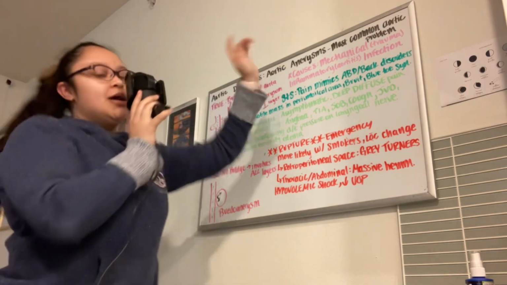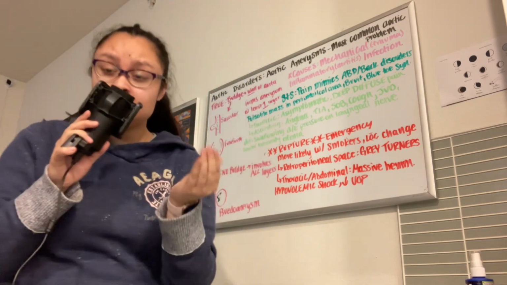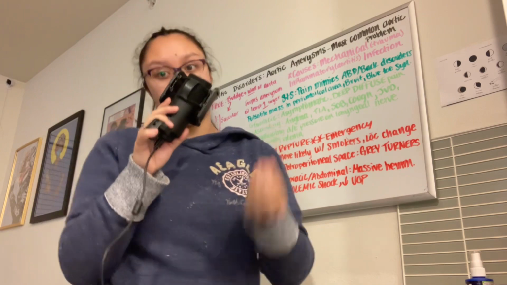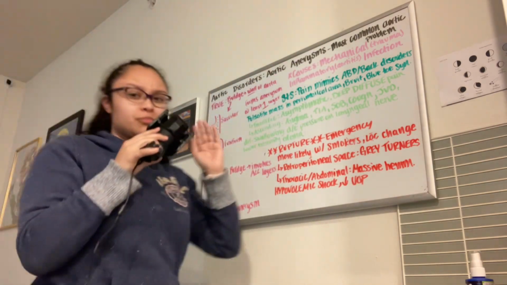Aortic disorders, specifically aortic aneurysms. Aortic aneurysms are the most common aortic problem, disorder, whatever you want to say. It is the most common thing to happen with the aorta.